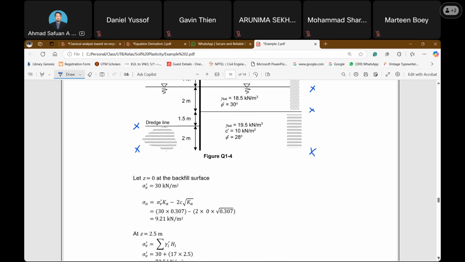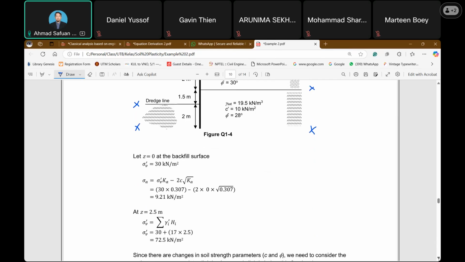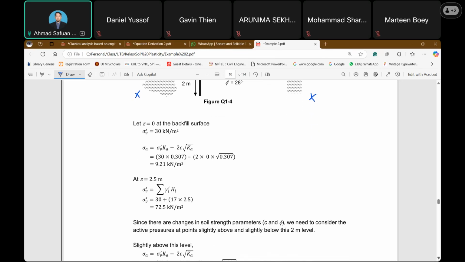Let z equal 0 at the backfill surface. Sigma A is equal to sigma V KA minus 2C square root KA. So then we obtain 9.21. At z equal to 2.5, sigma V is equal to gamma times depth, sigma V is equal to 72.5, for the vertical effective stress.